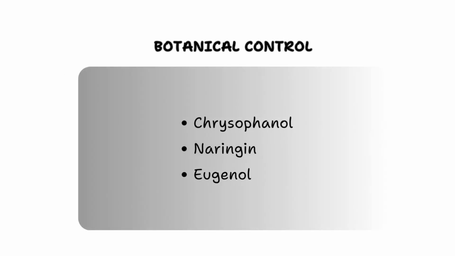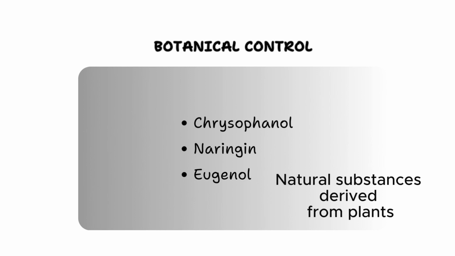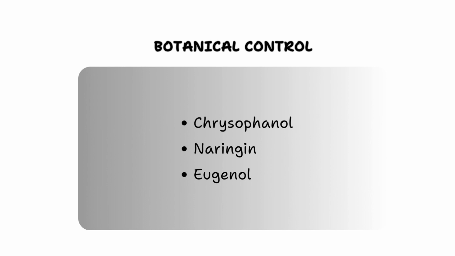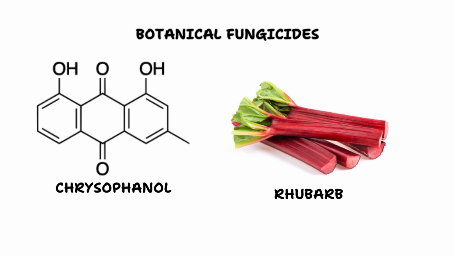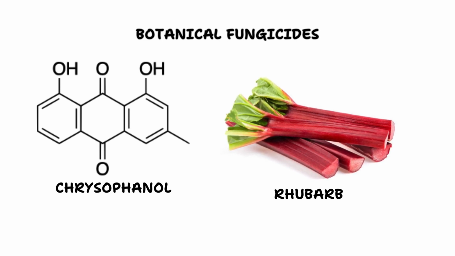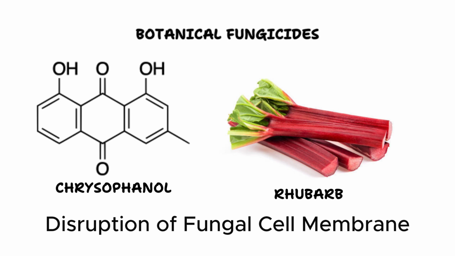Next category is botanical control, and this one involves using natural substances that are derived from plants to suppress or inhibit fungal growth. Some of these substances are, but not limited to, naringin, cresophanol, and eugenol. Cresophanol is a natural compound that is found in some plants like rhubarb and exhibits antifungal properties against powdery mildew. It works by disrupting the fungal cell membranes and interfering with the essential cellular processes, ultimately leading to the inhibition of fungal growth and reproduction.